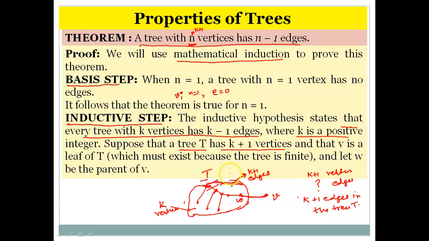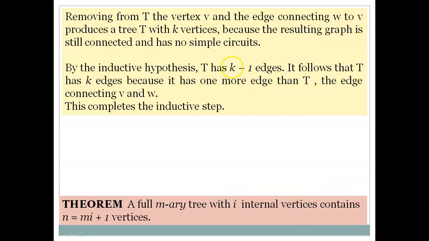So what we have proved is that a tree with k vertices has k minus 1 edges, and there will be k edges in the tree T, because to the k minus 1 edges we add this additional edge. So we have k minus 1 edges plus 1 edge, and in total there are k edges in the tree T. So this completes the induction and hence the proof of the theorem.